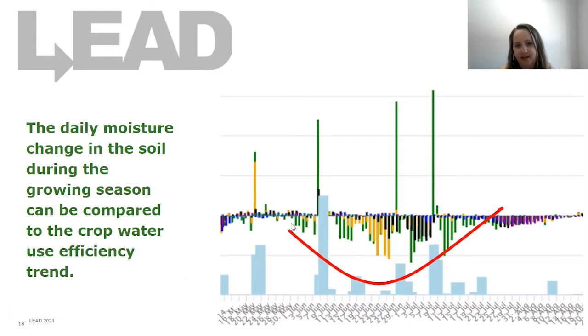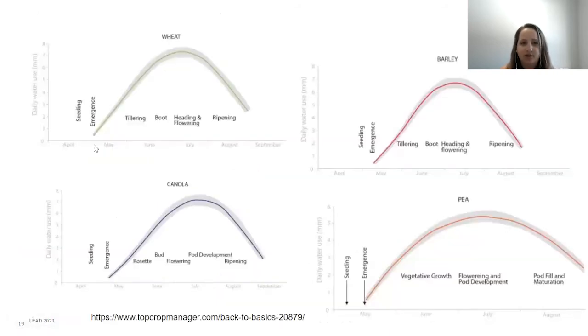So this trend line here is to give you a visual of what the water use efficiency for this crop would look like. As our daily moisture change trends, we can see that it follows the same curve. Now when we look at our daily moisture use for 4 of the crops that are commonly grown in our area, we can see what the water use efficiency curve looks like and when our peak water use is as it relates to what growing stage we are in throughout the season.